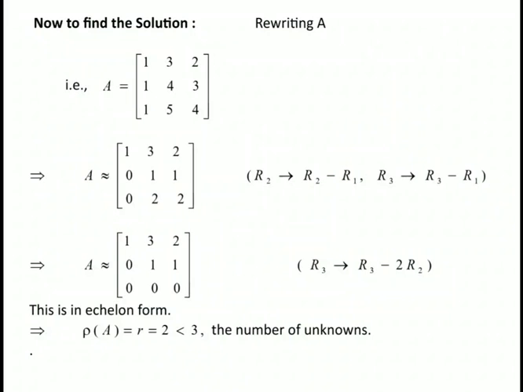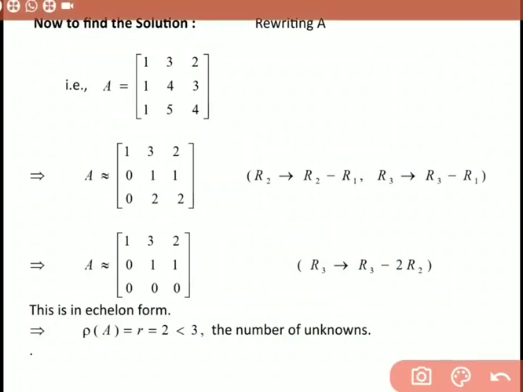We have to make these elements 0. For that, to make these two elements 0, we use row operations. We are changing R2, and we are also changing R3. Changing R2 means R2 changes to R2 minus R1.